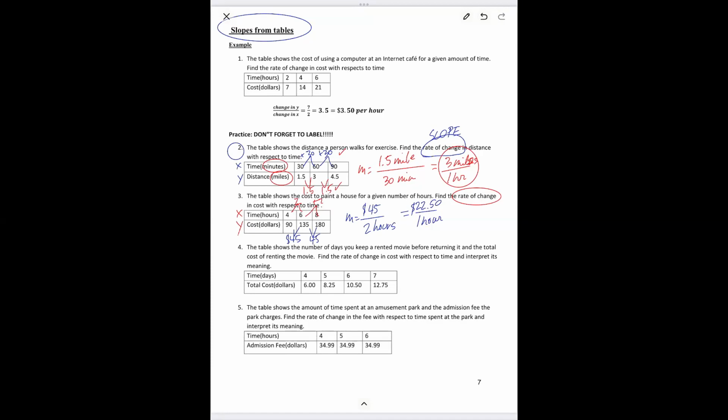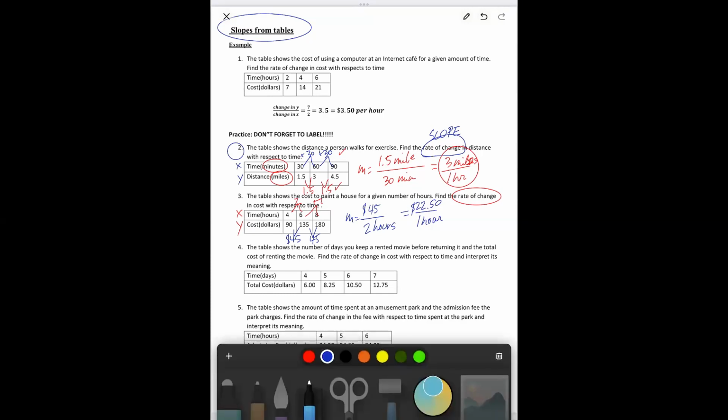So that's the rate. Now let me go through and do this last one. Actually, before I do the last one, you should do the last one. Stop the video, try it on your own. I'm going to do it, but I want you to try it first. So go try it and then come back and see and compare yours with mine.